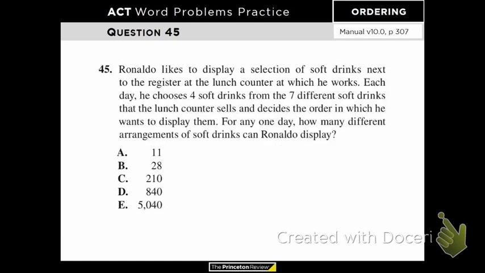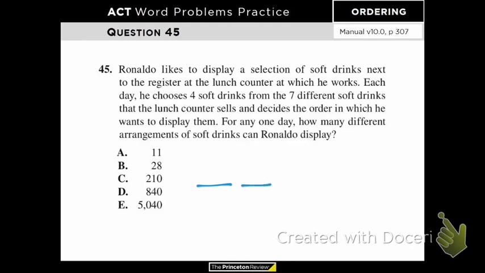45. Ronaldo likes to display a selection of soft drinks next to the register at the lunch counter at which he works. Each day he chooses 4 soft drinks from the 7 different soft drinks that the lunch counter sells and decides the order in which he wants to display them. For any one day, how many different arrangements of the soft drinks can Ronaldo display?